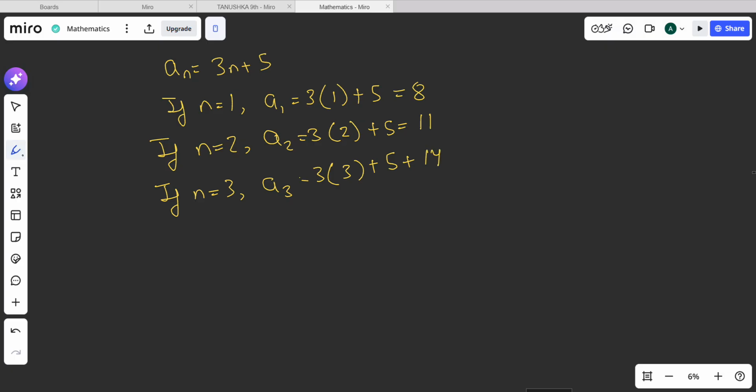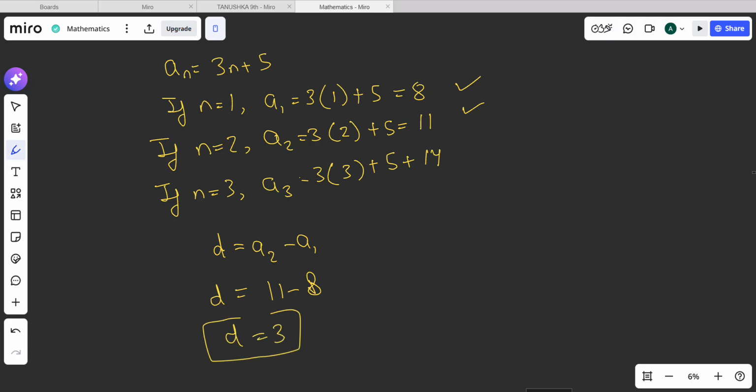Can you see it's becoming an AP? So you got a1, a2, a3. These are the three terms of AP. Since you have a1 and you have a2, you can find the common difference d. D equals a2 minus a1. So common difference d can be calculated very easily, which is 11 minus 8. So the value of common difference d is 3.